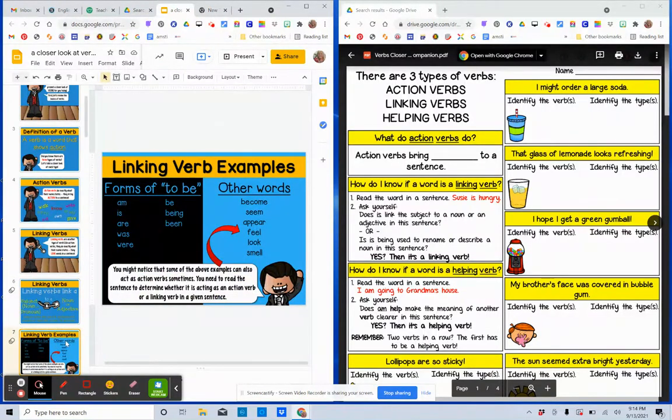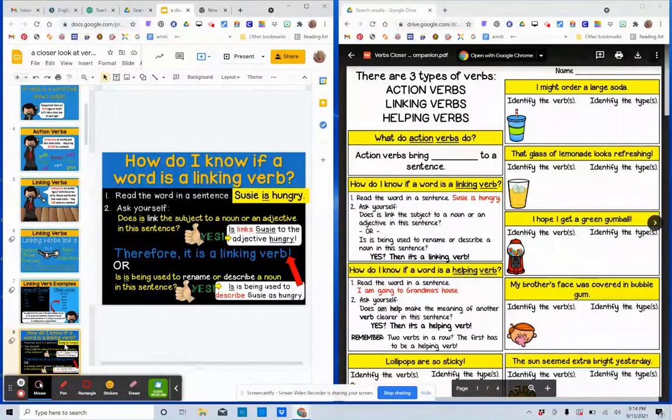How do I know if a word is a linking verb? This matches up with this part right here. Read the word in a sentence. Susie is hungry. Ask yourself, does is link the subject to a noun or an adjective in this sentence? Yes, it does. Is links Susie to the adjective hungry. Therefore, it is a linking verb. Is a linking verb because it links the subject Susie to the adjective hungry.